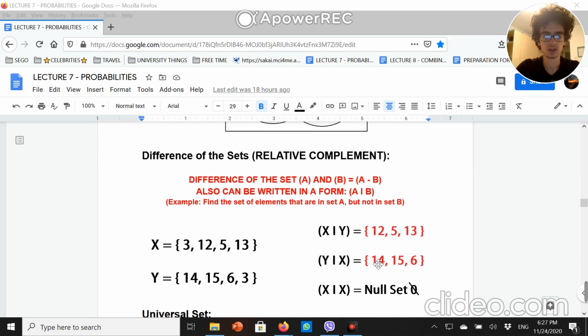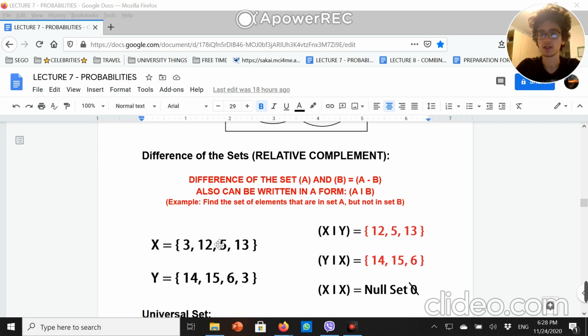Now I want to explain a bit the difference of sets, or relative complement. So what is the difference, and how would we write the difference of the sets A and B? So easy, just A minus B. It can be written as A minus B, it's totally correct, or it can be written with this straight line, and you will know that that's actually just a minus. So for an example, this is how we would say it: find the set of elements that are in set A but not in set B. That tells us it will be A minus B.